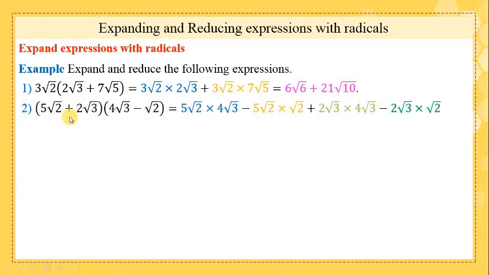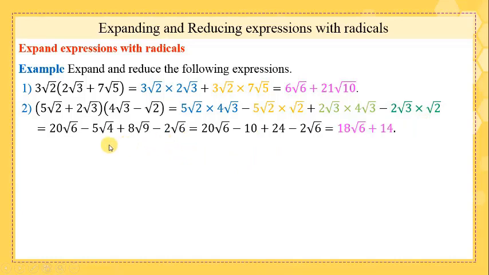Number 2, 5 radical 2 plus 2 radical 3 into 4 radical 3 minus radical 2. So we expand first by first and first by second, second by first and second by second. We get 5 radical 2 times 4 radical 3 minus 5 radical 2 times radical 2 plus 2 radical 3 times 4 radical 3 minus 2 radical 3 times radical 2. Also, we use the property of product of radicals. We get 20 radical 6 minus 5 radical 4 plus 8 radical 9 minus 2 radical 6.